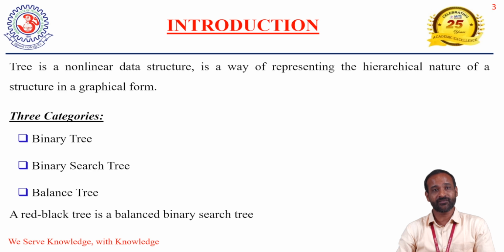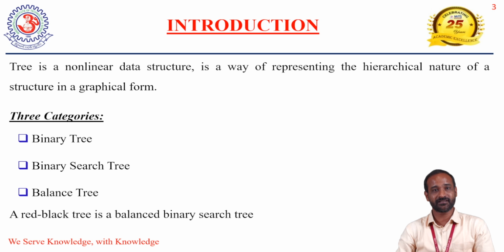In this regard, we have three types of categories. One is the binary tree, another is the binary search tree, and the third is balanced trees. A binary tree is a tree in which at most two nodes are placed from left to right. That means every node consists of at most two child nodes.